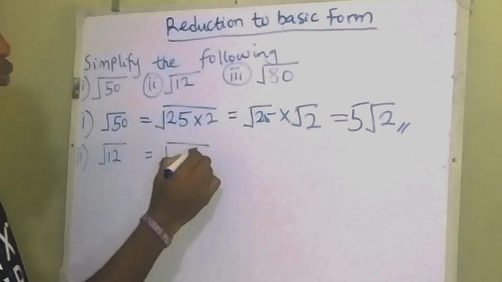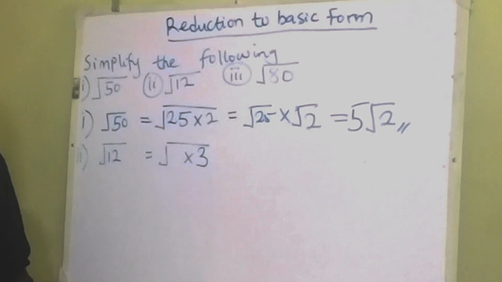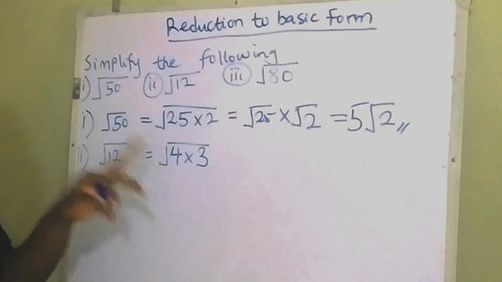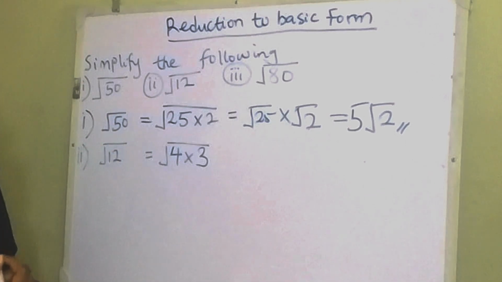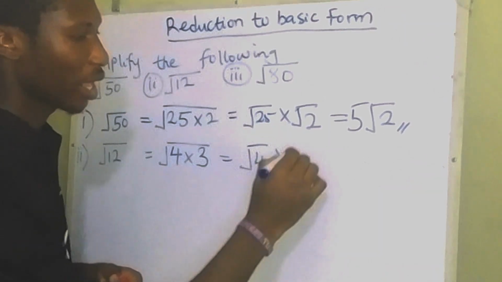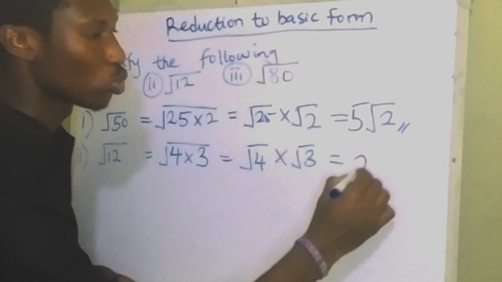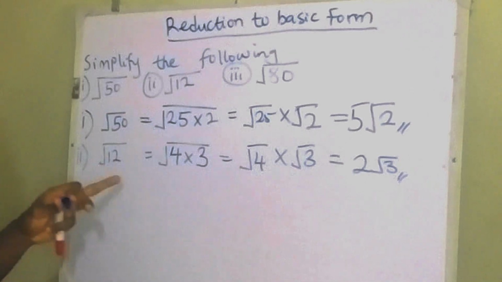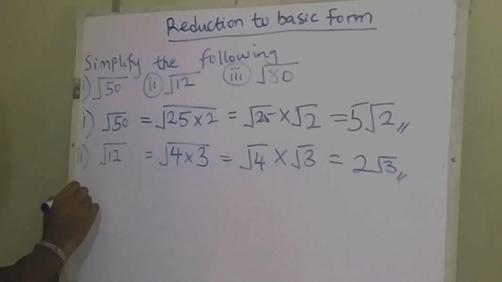Since 3 is a factor, we can put 3 here, and 3 times 4 is 12. So therefore, 4 times 3 is equal to 12. And since 4 times 3 is equal to 12, is 4 a perfect square? Yes, 4 is a perfect square. So therefore, we can say square root of 4 multiplying square root of 3. And our final answer will be: square root of 4 is 2, so 2 square root of 3. And this is the reduced form of square root of 12.